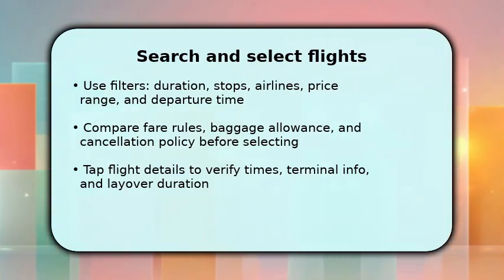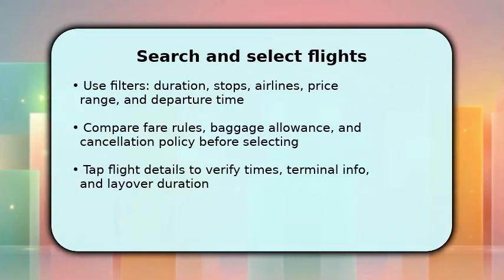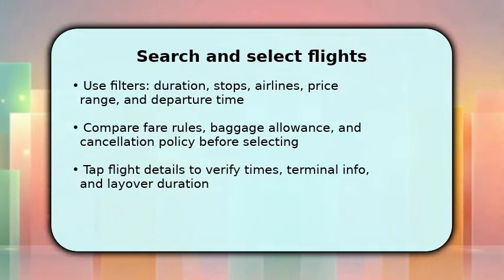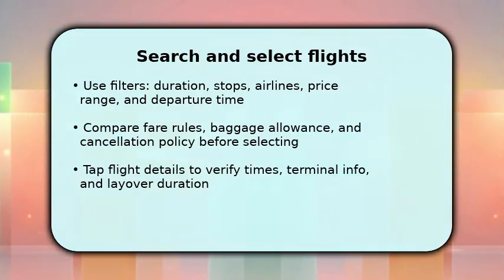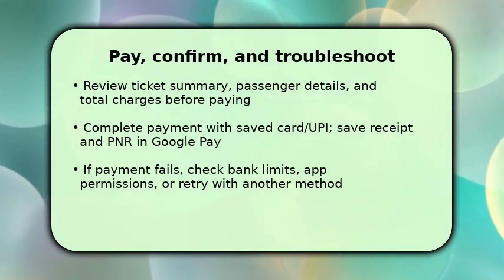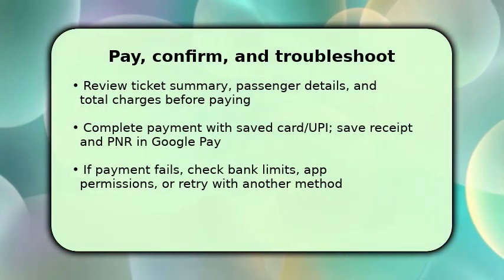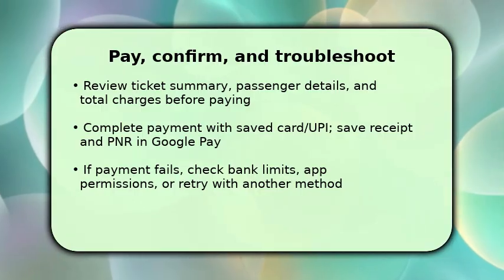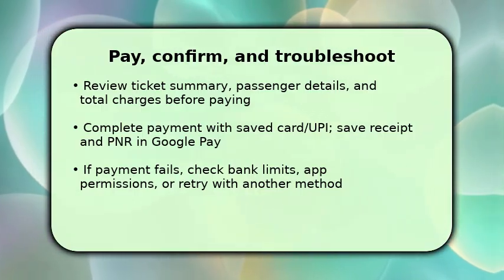Once you choose, confirm passenger info and add extras like seats or meals. This keeps your itinerary accurate and avoids last-minute surprises at check-in. Finish by reviewing the booking summary and then tap Pay to complete the transaction. You should use your primary verified payment method to reduce declines.